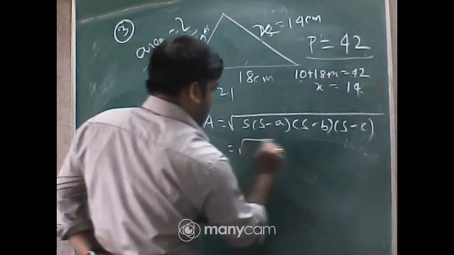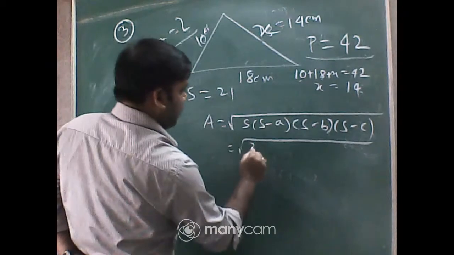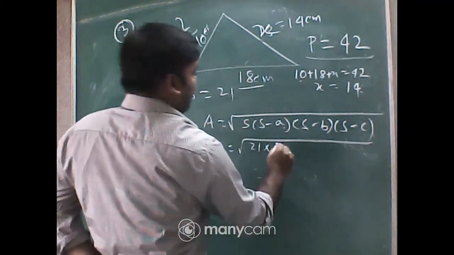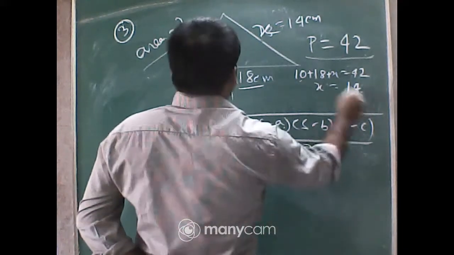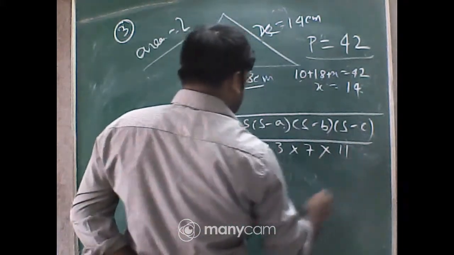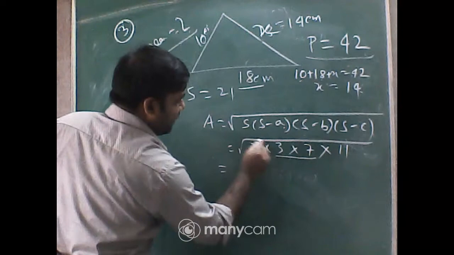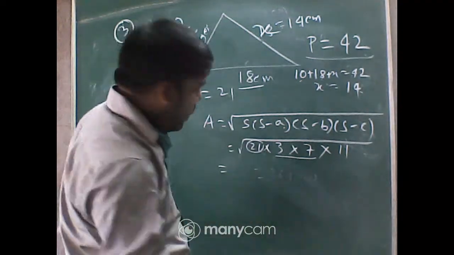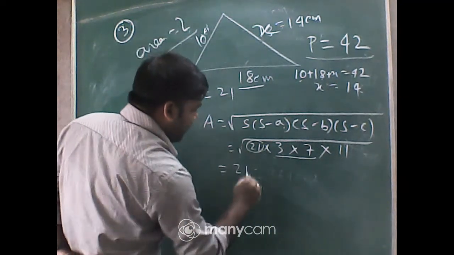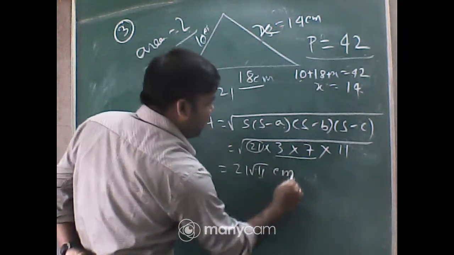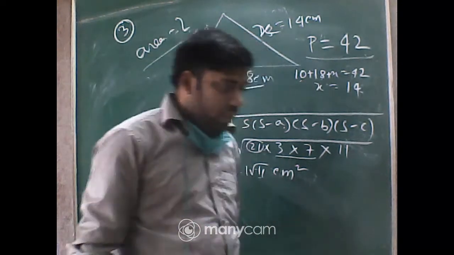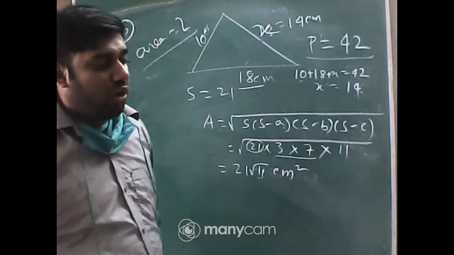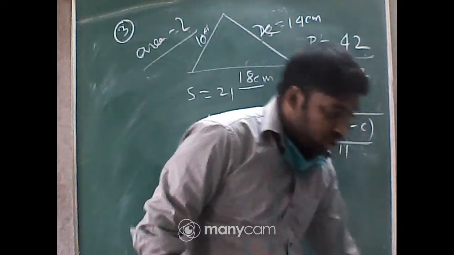Now S means that is 21. S minus A, that is 11. S minus B, that is 3. S minus C, that is 7. Now 21 into 21 will come out of the root, so that is 21 root 11. Very easy sums. Okay, that is 21 root 11 centimeter square. Okay, so third question we have solved. Now question number 4.